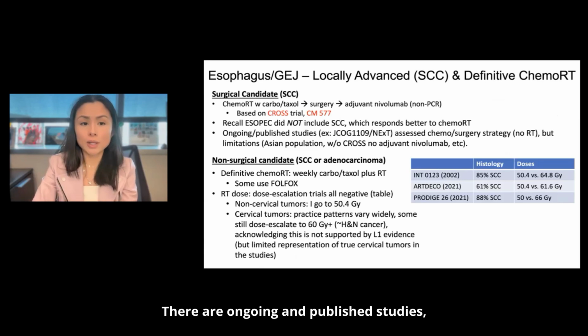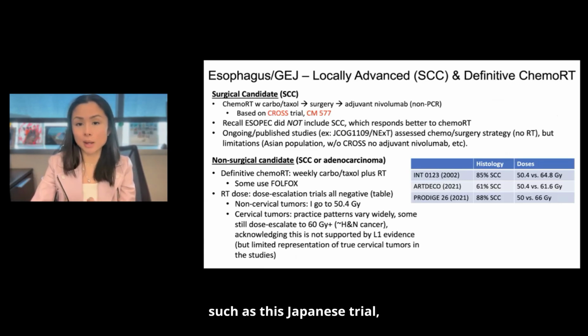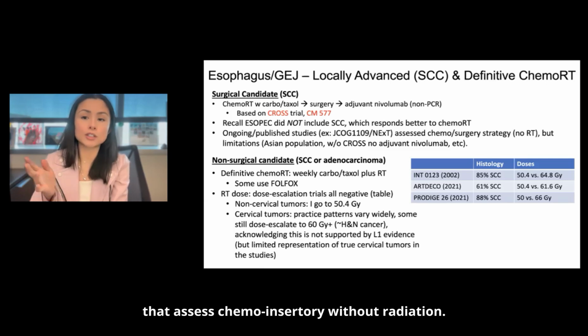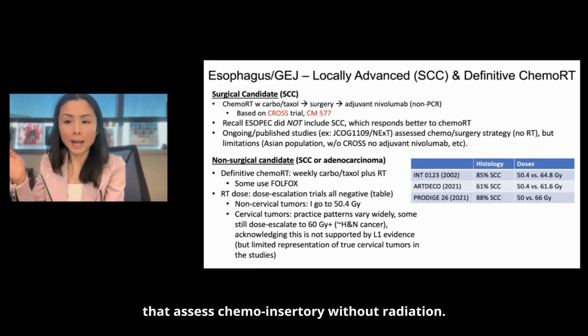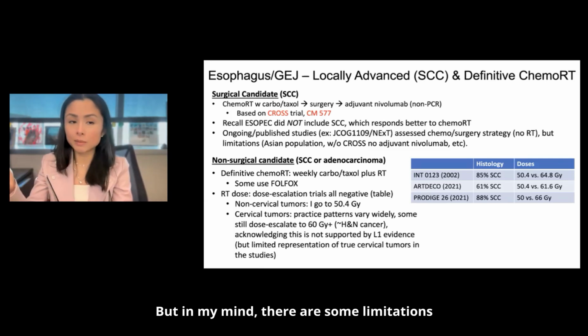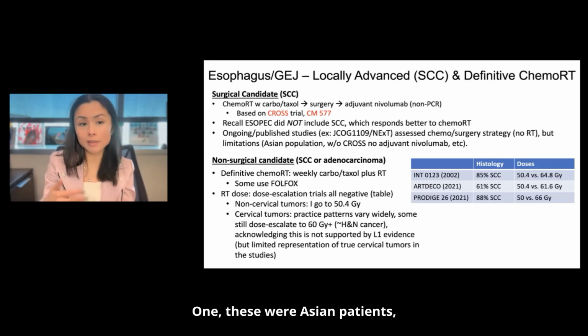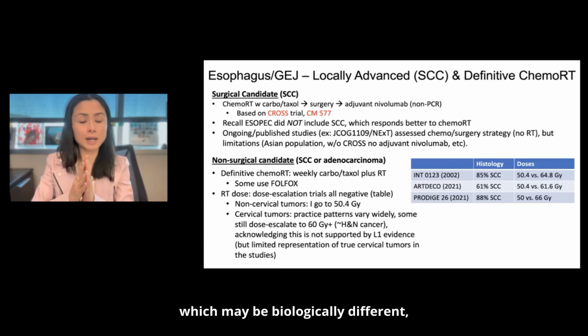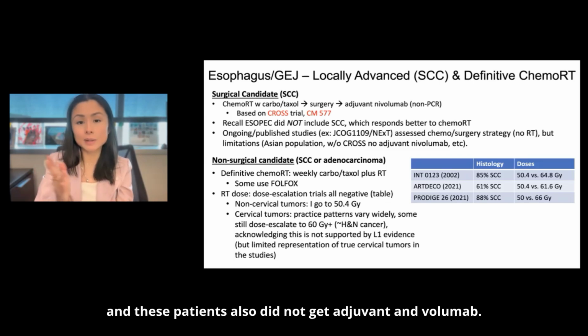There are ongoing and published studies, such as this Japanese trial, that assess chemo and surgery without radiation. But in my mind, there are some limitations before extrapolating to my patients. One, these were Asian patients, which may be biologically different and different in other ways from US patients. And these patients also did not get adjuvant nivolumab.